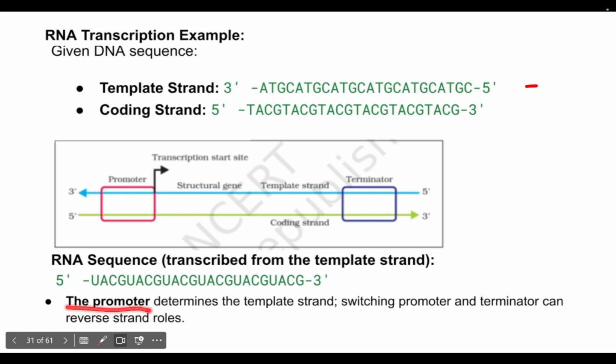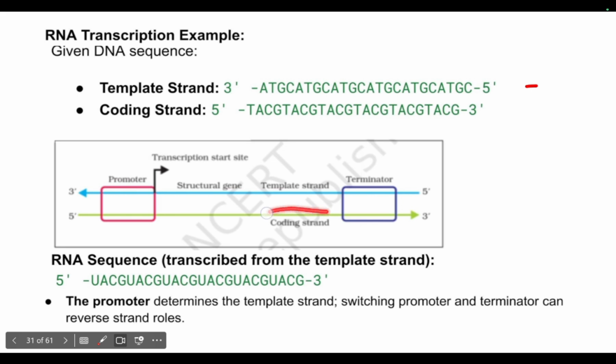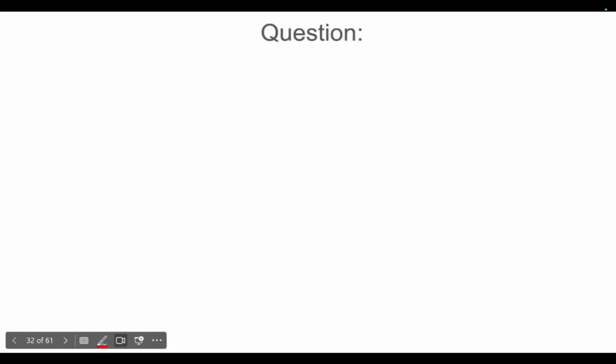The promoter basically determines the template strand. Switching the promoter and terminator can reverse the strand rule. For example, if I change the promoter to terminator and shift the terminator to promoter, then the coding strand will become the template strand and the template strand will become the coding strand. Now let's see this with the help of a question.